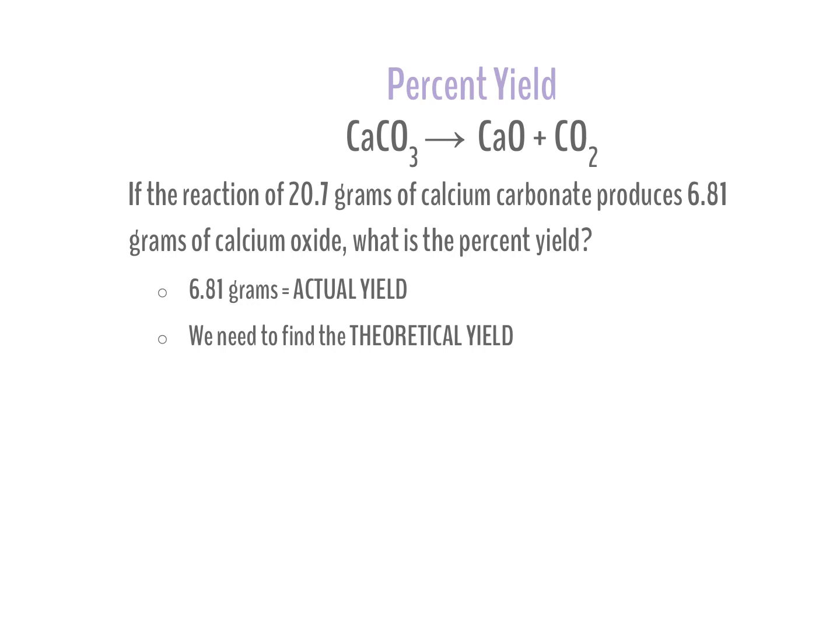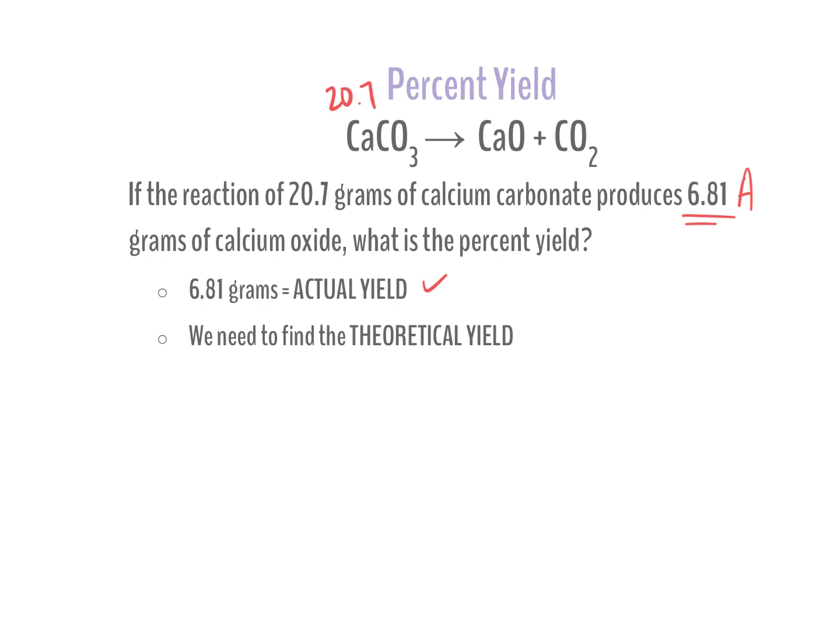Good. This reaction is decomposition because we're taking something and breaking it down. The opposite of that would be a synthesis reaction, which builds it up. Okay? So this says 20.7 grams of calcium carbonate produces 6.81 grams of calcium oxide. What is the percent yield? It says it produces 6.81. Is that our theoretical or our actual yield? Actual, right? I know I told you right there, but it's our actual yield. Can we figure that out via context clues?